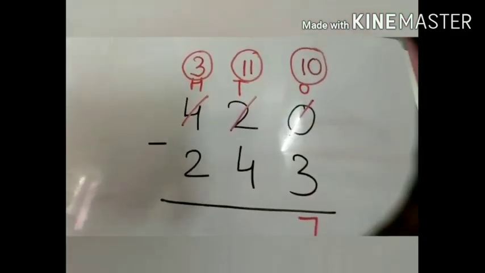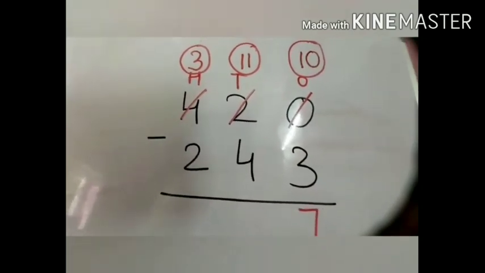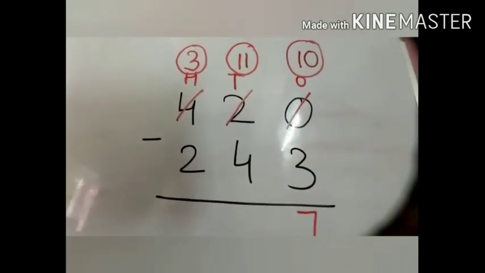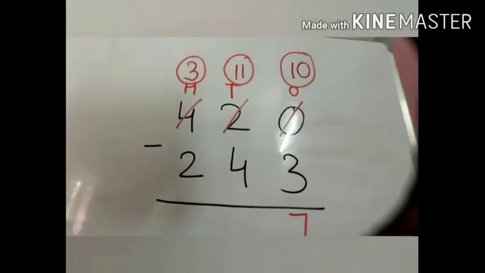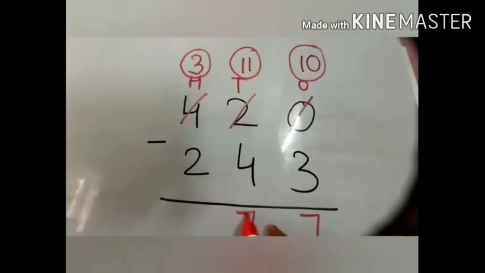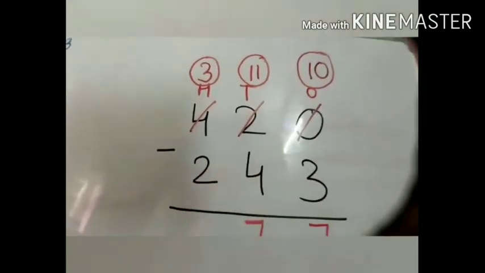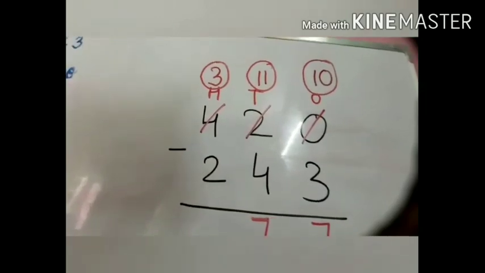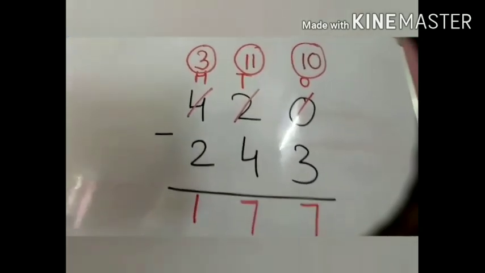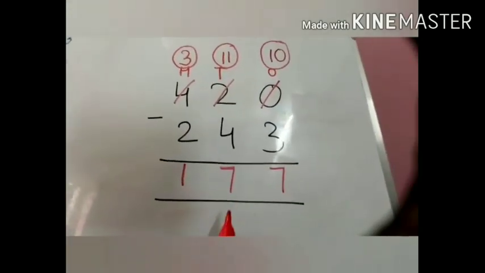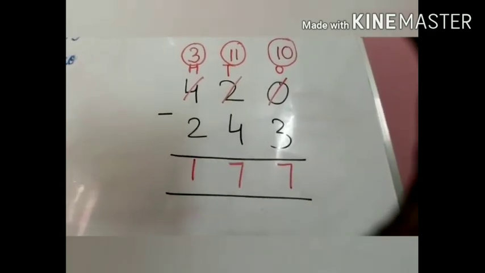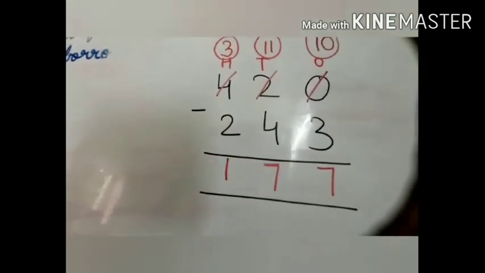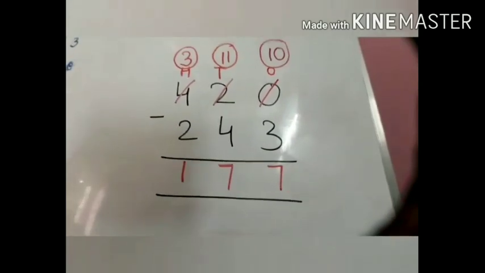Quickly count on your fingers. Use your fingers. Yes, 11 minus 4 is 7. Very good, children. And 3 minus 2, it's very easy, nothing to count, just 1. So my answer is 177. All these sums you have to do in your school copy, children.